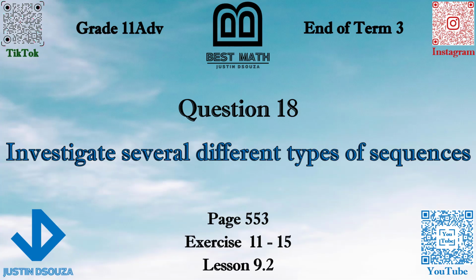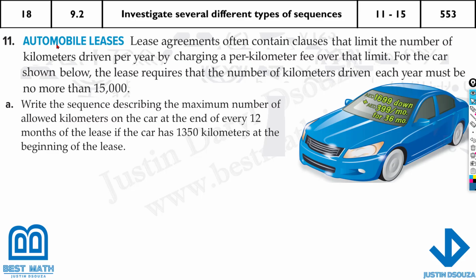In this question, we will investigate different types of sequences. Here we have a real world problem about automobile leases. Lease agreements often contain clauses that limit the number of kilometers driven per year by charging a per kilometer fee over that limit. For the car shown below, the lease requires that the number of kilometers driven each year must be no more than 15,000.